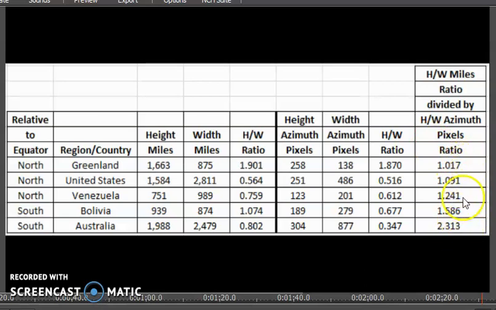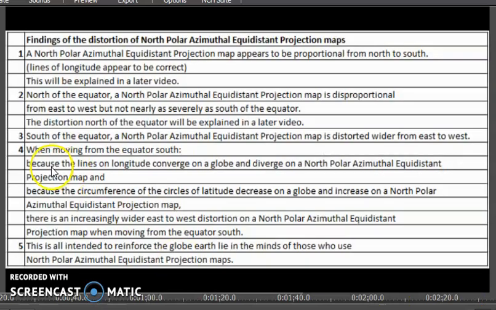And what this is telling you is that the width is disproportionately wider on the azimuthal map as one moves from north to south. You'll also notice that Venezuela on up is north of the equator, Bolivia down is south of the equator. So the point of Venezuela is to show that there is distortion north of the equator. However, that will be explained in a later video.